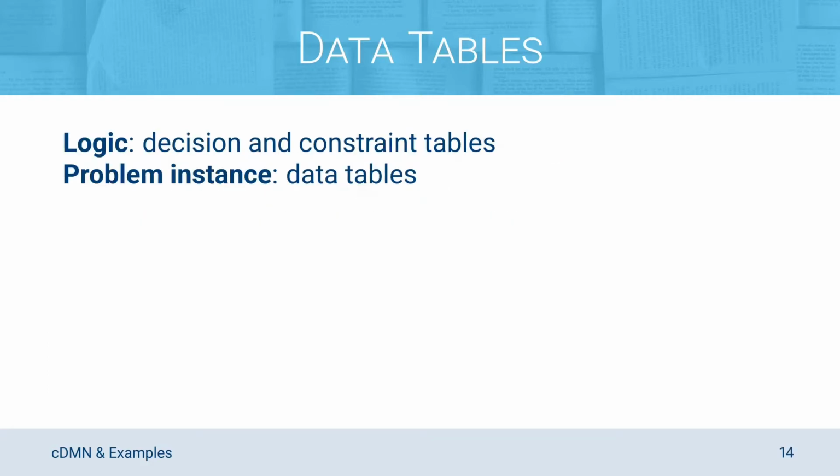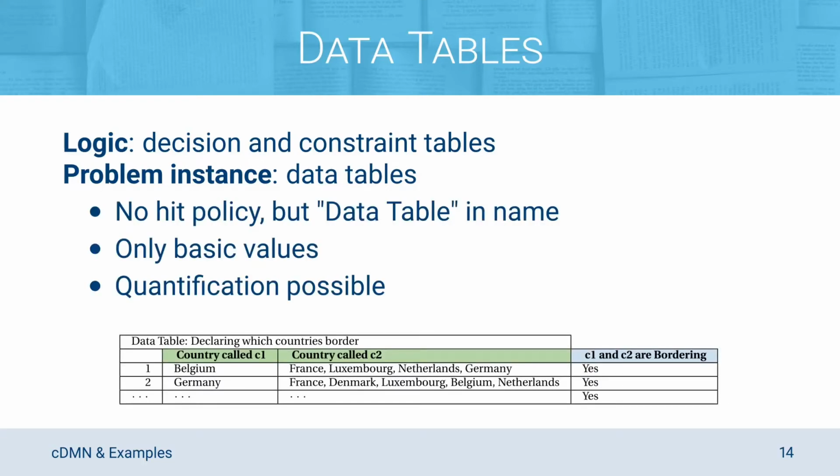So in cDMN, this logic we would encode as decision and constraint tables, whereas this problem instance we encode as data tables. So a data table does not have a hit policy, but rather it has data table in the name. We only allow basic values inside of a data table, so no complex fields. But quantification is still possible, and this allows us to do the following.